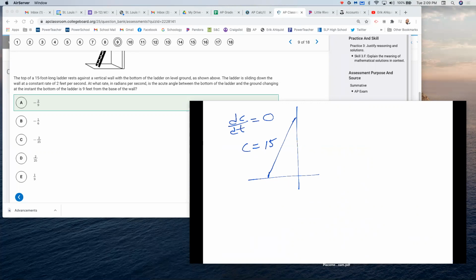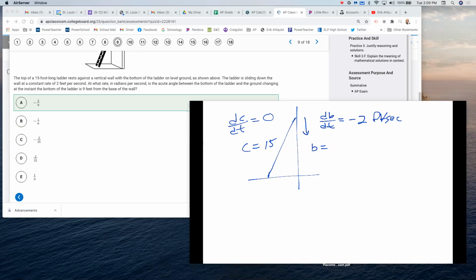The ladder rests against the wall. The ladder is sliding down the wall at a constant rate of 2 feet per second. So the ladder is going this way. If we call this B, dB dt is actually equal to negative 2 feet per second. Now it's negative because it's sliding down the wall, right? That length B is getting shorter each time.